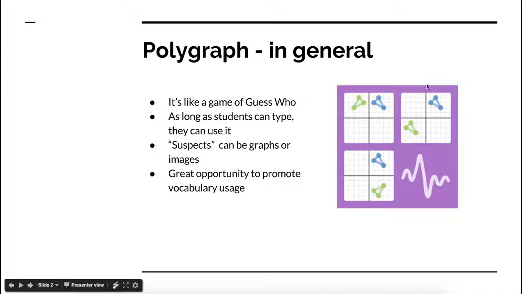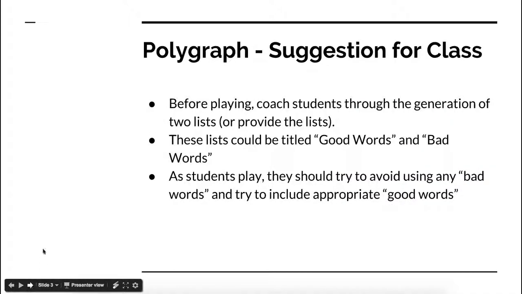The graphs and images are called the suspects, just like in the game of Guess Who, you have the suspects that you're trying to figure out. So that's the general overview of what Polygraph looks like.